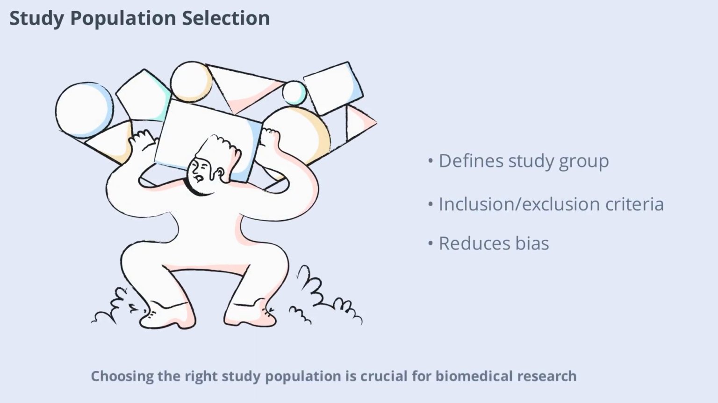Choosing the right study population is crucial for biomedical research. A population includes all individuals who meet the criteria for participation in your study. Defining inclusion and exclusion criteria helps ensure that the study results are applicable to the intended group. Careful selection minimizes bias and increases the generalizability of findings. Whether working with cell lines, animal models, or human participants, population selection is a key step in research design.